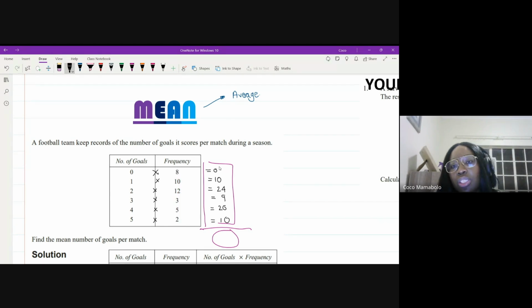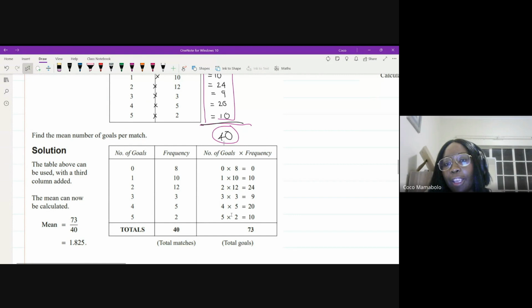So we're going to go 0 plus 10 plus 24 plus 9 plus 20 plus 10. All of that divided by the 40 games that they played. And there is the solution there. Okay, so we're going to have 73 divided by the number of matches, which is 40, and the answer is 1,825. Okay, I hope this makes sense.